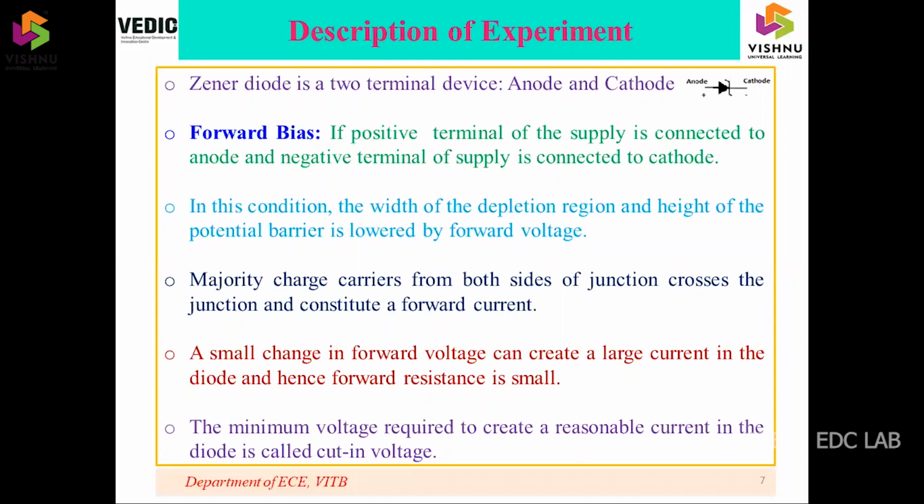Description of the experiment. Zener diode is a two-terminal diode like an ordinary diode. The two terminals are anode and the cathode. And Zener diode is a heavily doped diode compared to the normal diode. If the positive terminal of the supply is connected to anode, negative terminal of the supply is connected to cathode, then the Zener diode is said to be forward biased. In this condition, the width of the depletion region and height of the potential barrier is lowered by forward voltage.